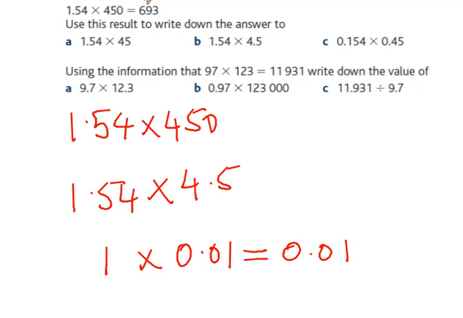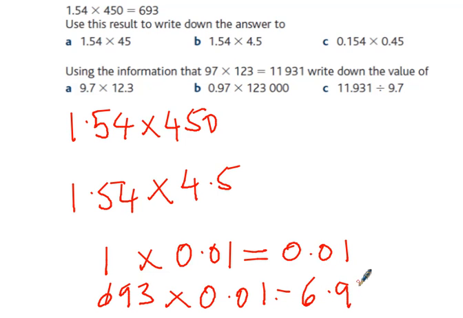So I look back at the original question, which is 6.93, the answer, and I multiply it by my question here, which will give me 6.93. Just want to check in my head that that makes sense.